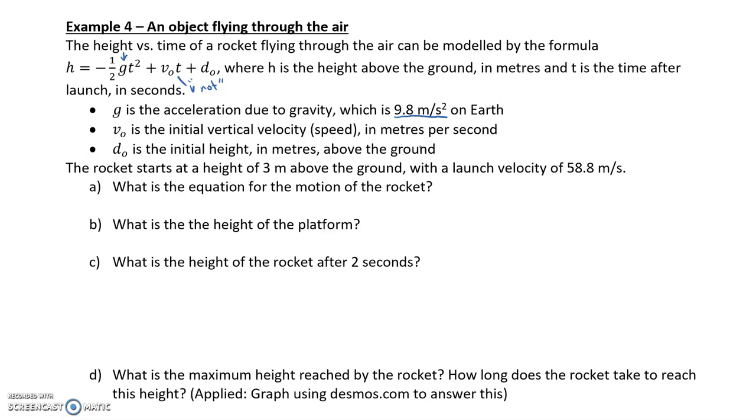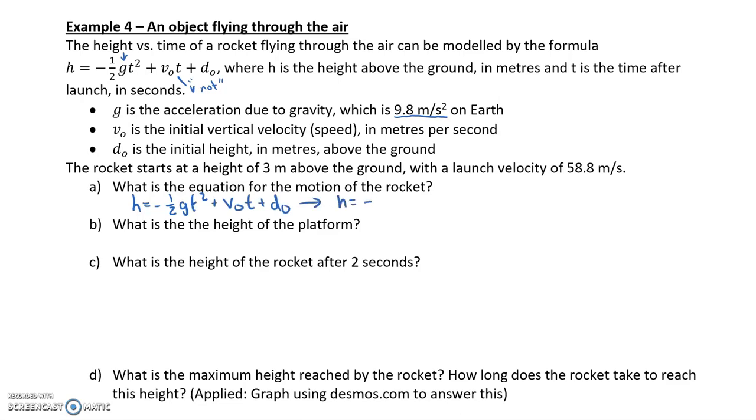The rocket starts at a height of 3 meters above the ground with a launch velocity of 58.8 meters per second. And so in this particular case, it starts off by asking us, what is the equation for the motion of the rocket? We can take that equation that we had, h equals -1/2 gt squared plus v naught t plus d naught, and we're going to substitute in these values.